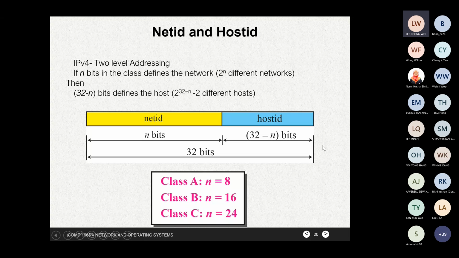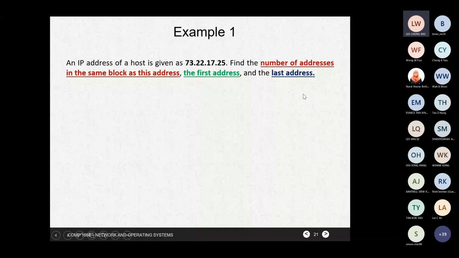The differences are in terms of N, isn't it? This is what we discussed earlier. And the formula that you're going to use is 2 to the power of N, minus 2. The reason: the first one is 0, the last one you don't use. Like 127, we reserve. We use it for loopback. So minus 2. Because some student might ask me a question, why minus 2? Why not 1? For that reason.